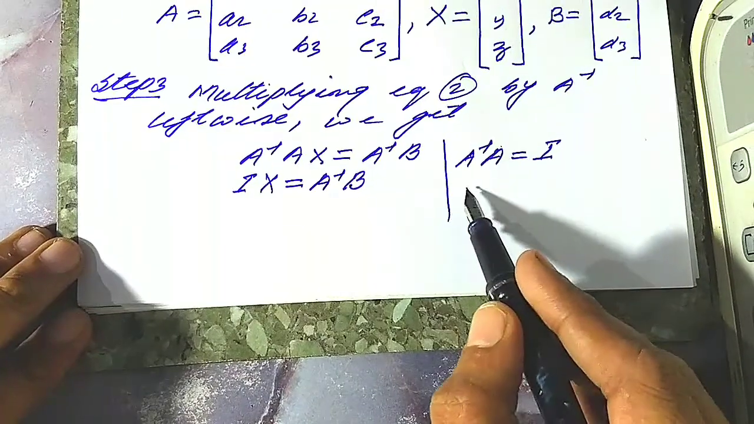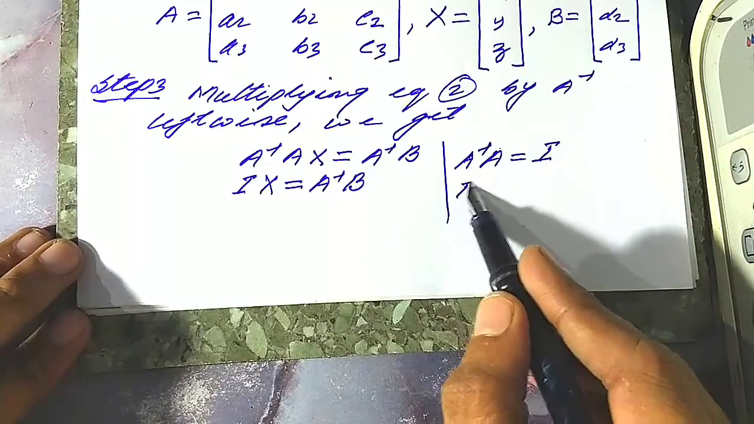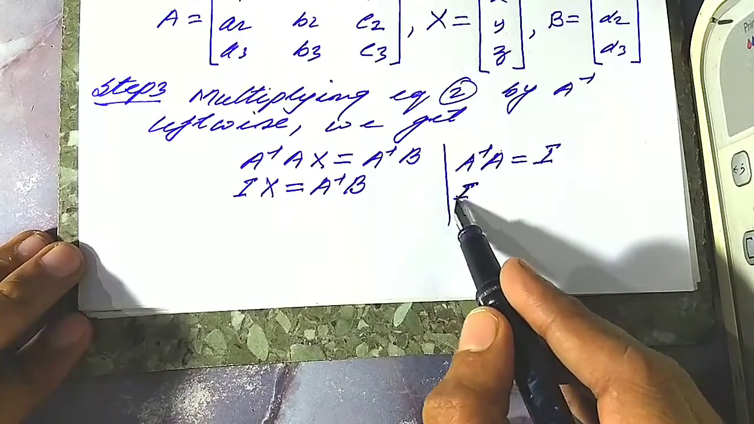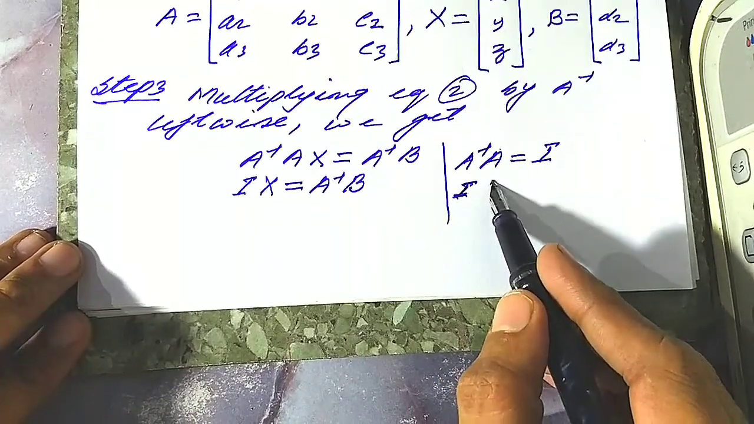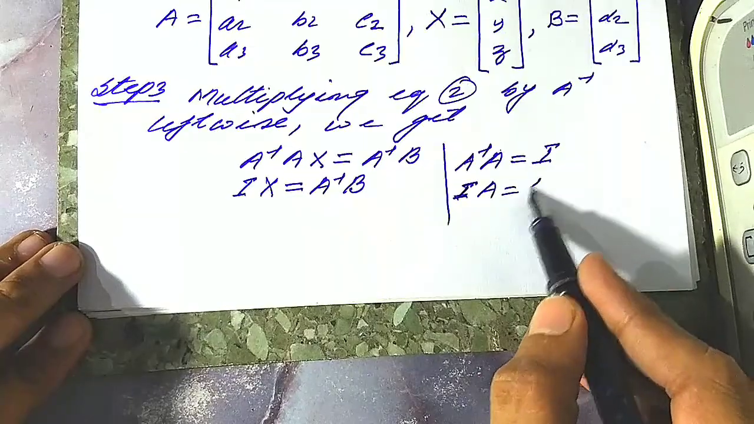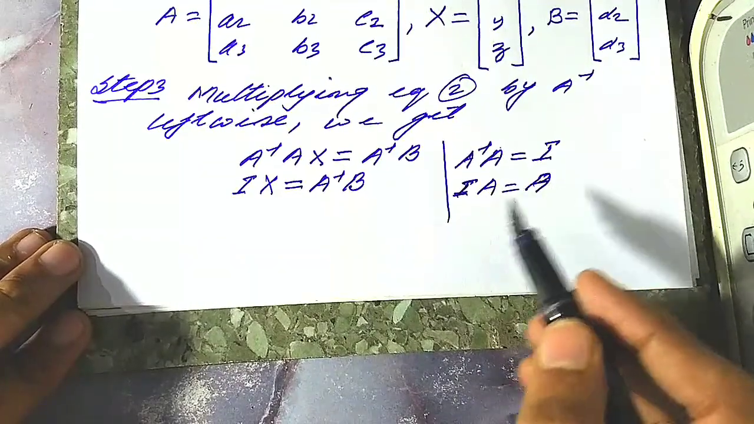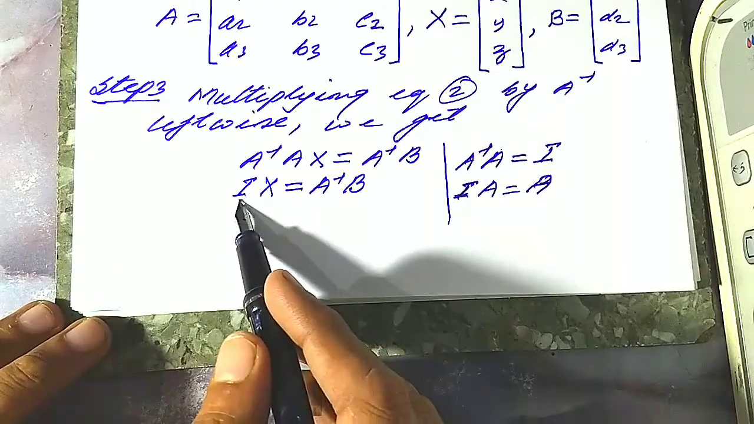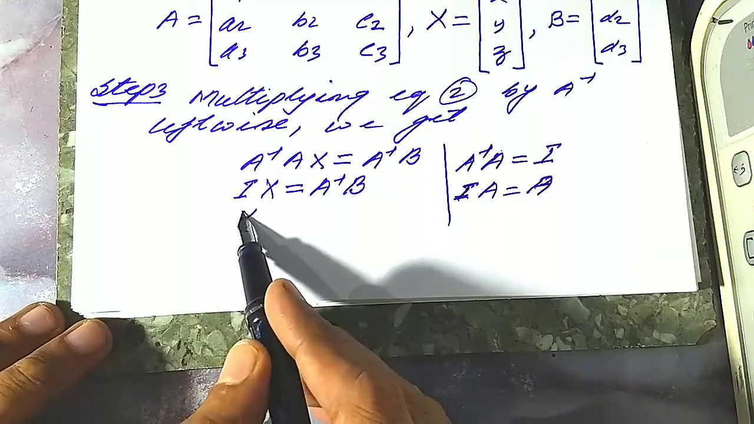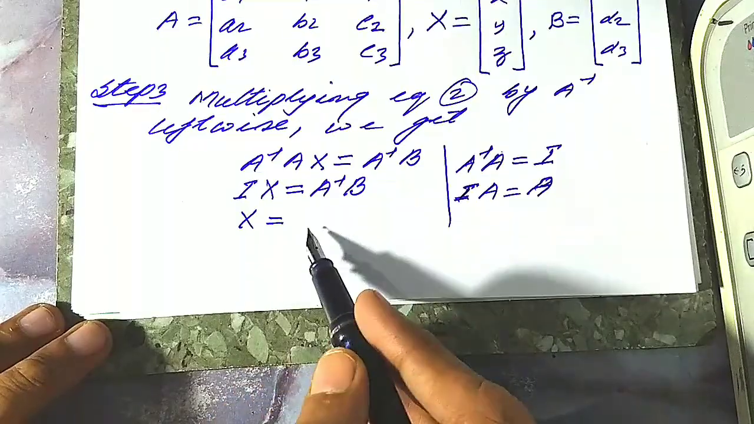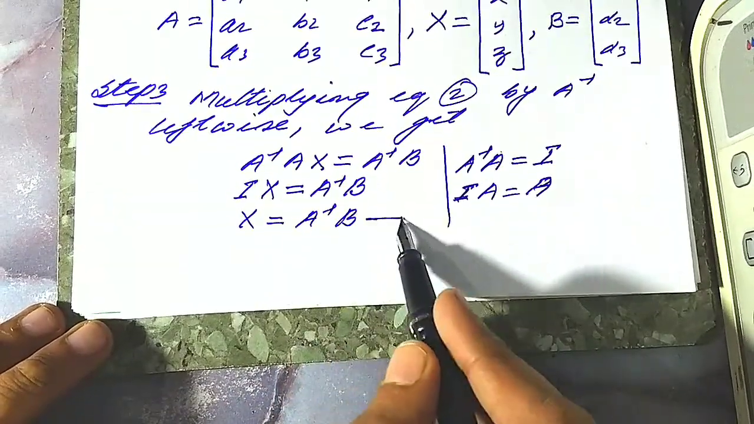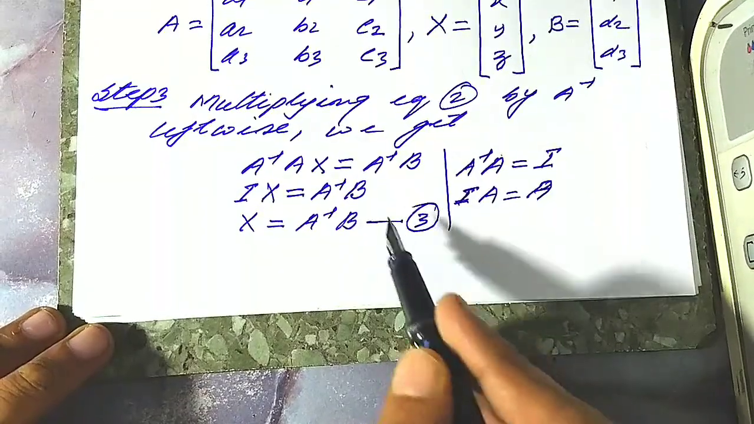And by another property, if we multiply any matrix by identity matrix, the answer is the matrix itself. So by this property, if we multiply I and X, we get X as a result. So we get X is equal to A inverse B. Make it equation number 3.